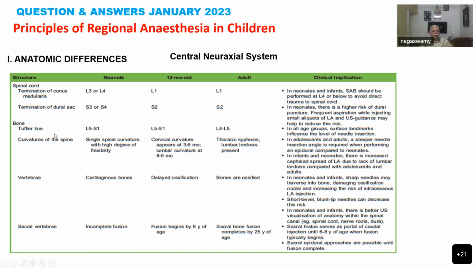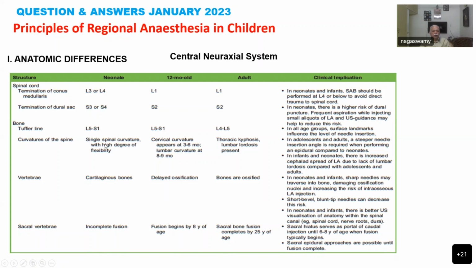And the bony landmarks, the Tuffier's line, the intercristal line, is also lower in children, but it is a little higher up. So when you want to do a lumbar puncture, you have to do it at a very low level, at L4, below L4, L5, and not above that level, because the cord comes up to L3, L4.